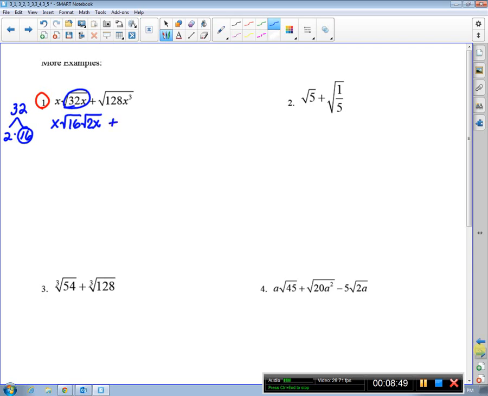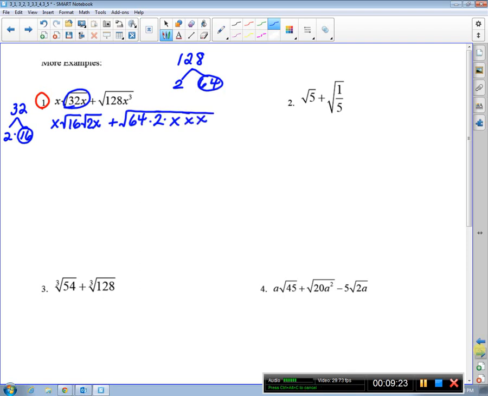And here I've got 128. Let's start to break that down and see if we get some nice numbers. It's 2 times 64. Well, 64 is a perfect square, so that will really help me there. So 128 is 64, and I've got times 2, and I've got x cubed, which is x.